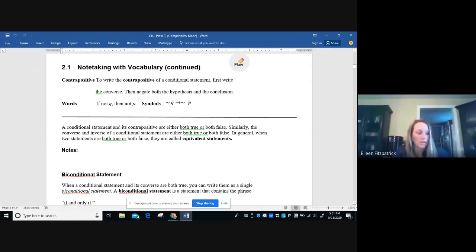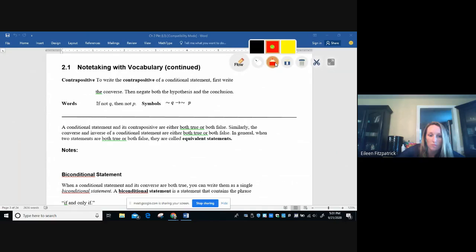Also, in that same way, the converse and the inverse of a conditional statement are both true or both false. These are what we call equivalent statements. And this is pretty important because it'll help you when you're determining whether or not a statement is true or false.